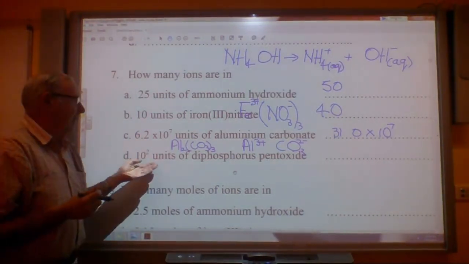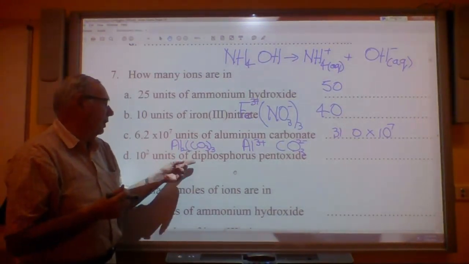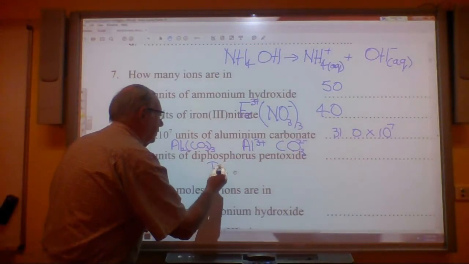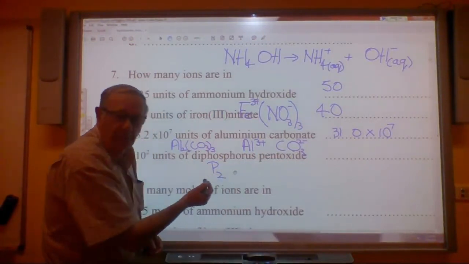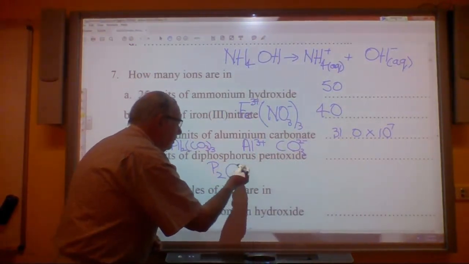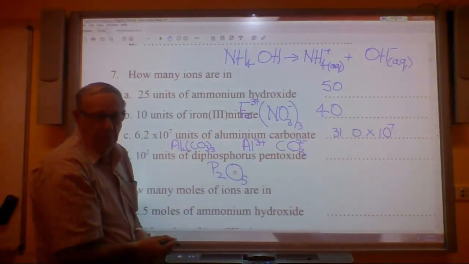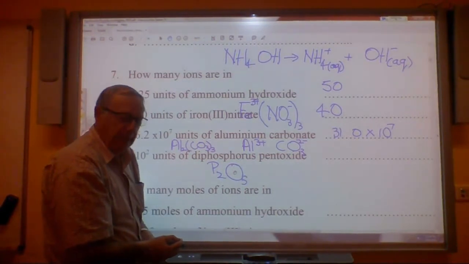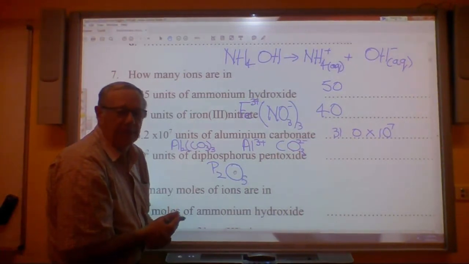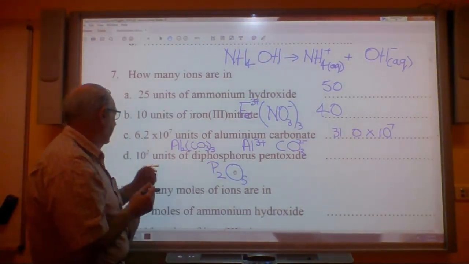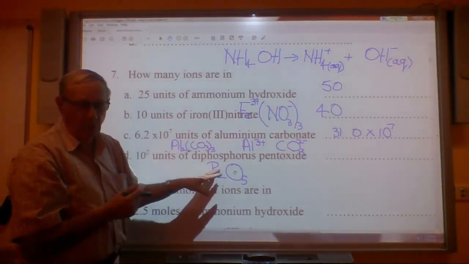Now this last one here is a bit odd. I'm not too sure why it's in here. The reason being that diphosphorus, well, that means 2 phosphorus atoms. Pentoxide, pent means 5. That is a molecule. It is not an ion. If we put that in water, well, it might dissolve to form an acid, but we won't worry too much about that. At the moment, it's asking the number of ions in that. Now, there are no ions at all in that.